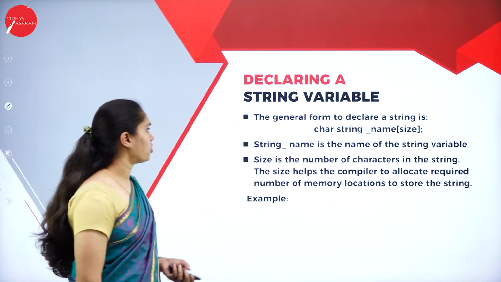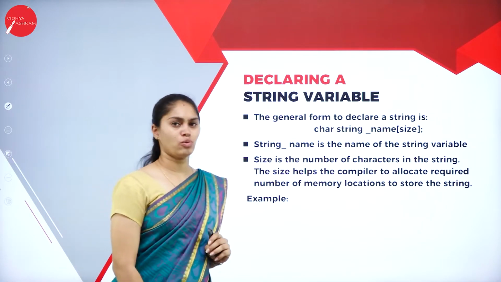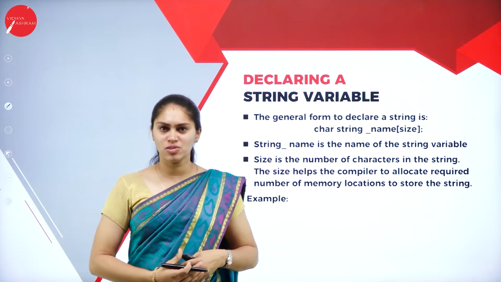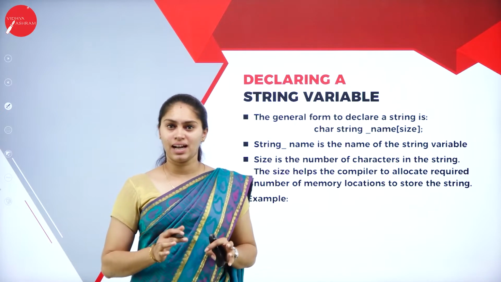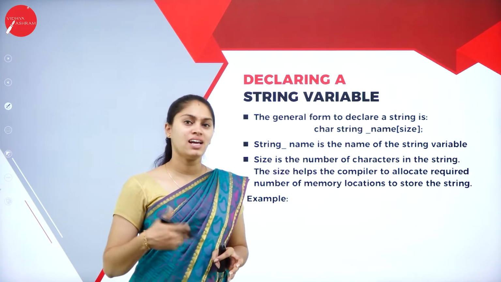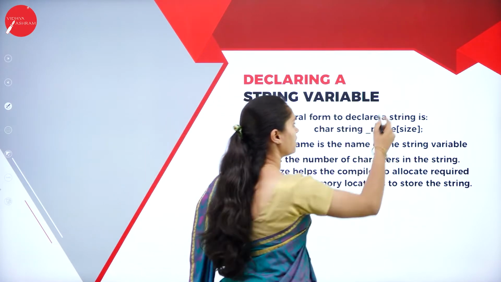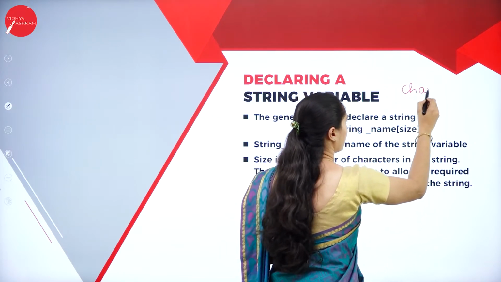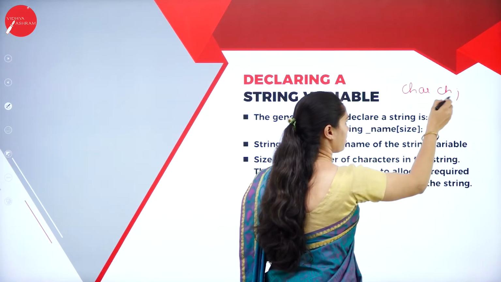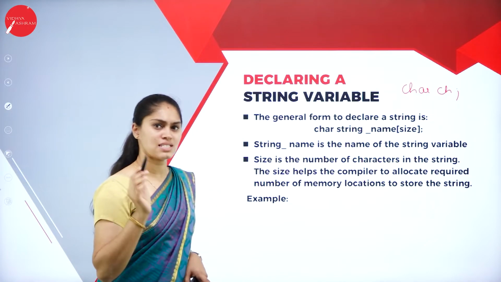So now we'll see about declaring a string variable. If I want to use a string, it needs to be declared first, as we did for char ch. Char is a data type and ch is the name of a variable. After that I need to put a semicolon.